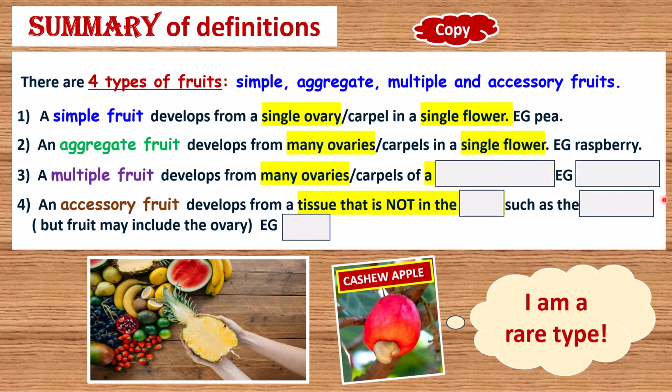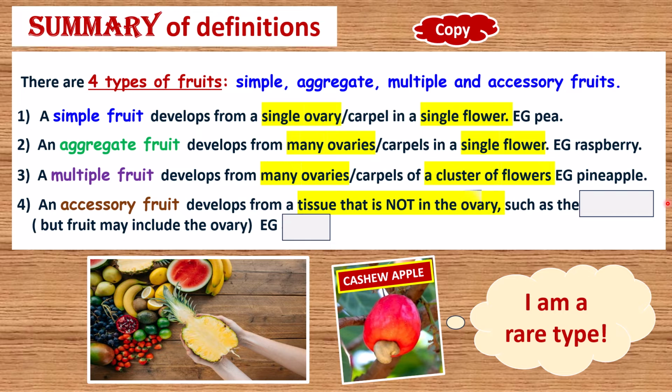Thirdly, a multiple fruit develops from a single or many ovaries? Many or numerous ovaries and carpels of a single flower or group of flowers. So it's a group of flowers that are on the same stalk. We call this a cluster of flowers. An example is pineapple.